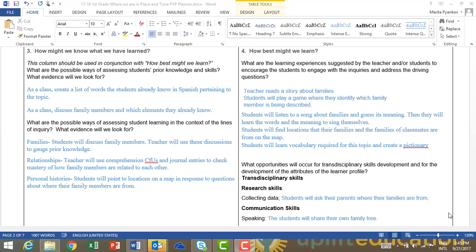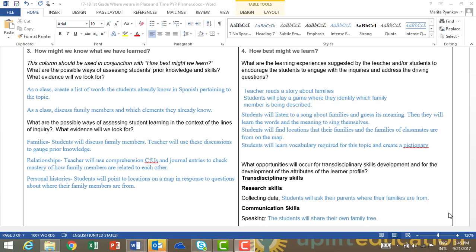That really is another thing that has evolved for me, and I'm sure it will continue to evolve. So if I look at that part, the lines of inquiry, if you remember from the box above, are families, relationships, and personal histories. And so I have written in how we will assess what we're doing, how will we know. So for families, students will discuss family members. The teacher will use these discussions to gauge prior knowledge.